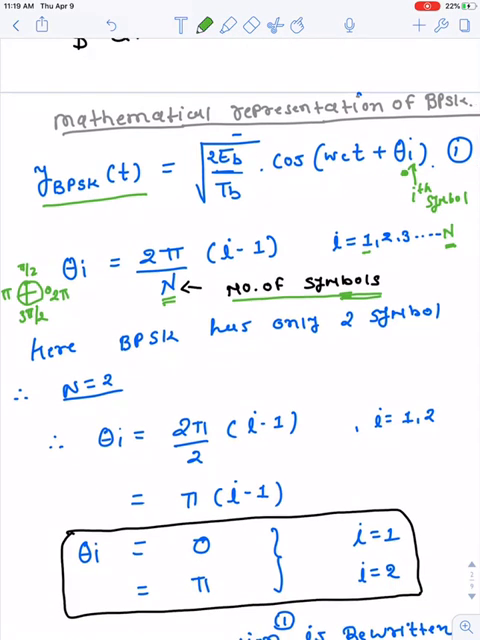Now here we are learning the BPSK, binary phase shift keying. So it has only two symbols. Input has only two possibilities, 0 and 1. So here the value of n would be 2.